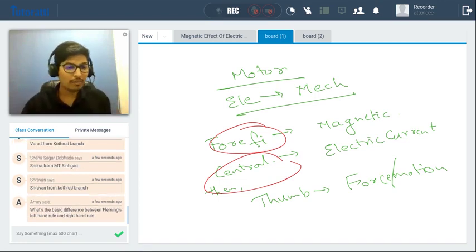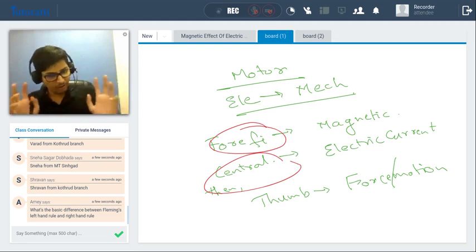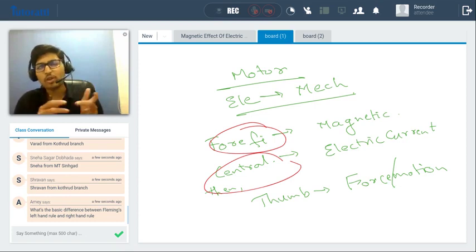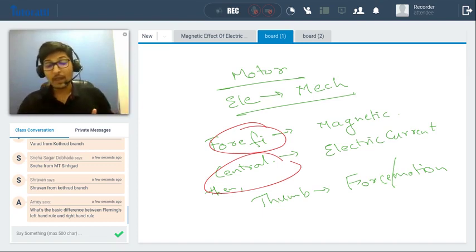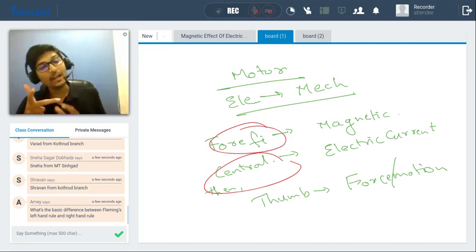So what's the basic difference between Fleming's left hand and right hand? I'll just come to it, Amay, once I've explained both of them. Amay, have you understood what is the left hand? The left hand says that if you know the magnetic field direction, and if you know the electric current direction, then you can find the direction of force. The right hand rule says that if you know the direction of the force acting, and if you know the direction of magnetic field, then you can find the direction of induced current. What is induced current? Produced current.